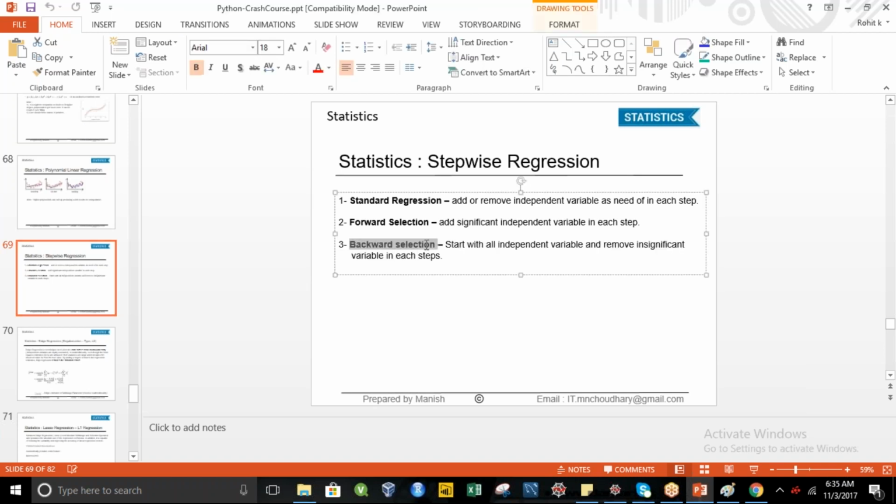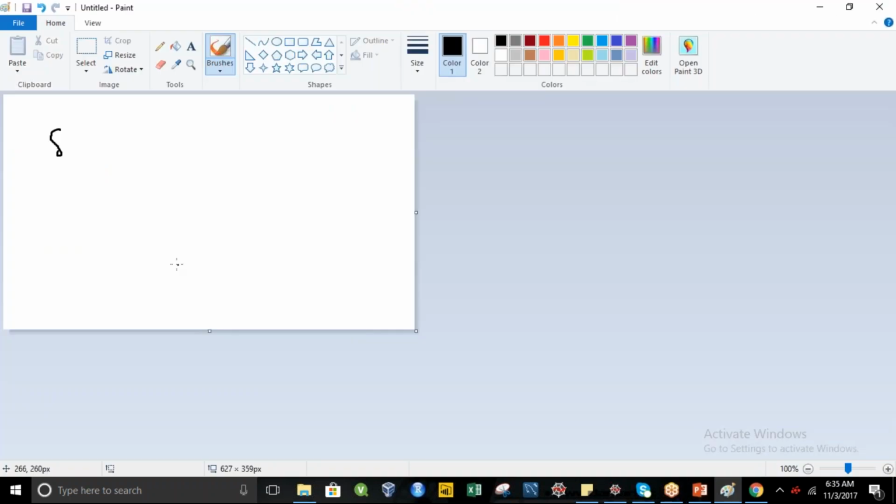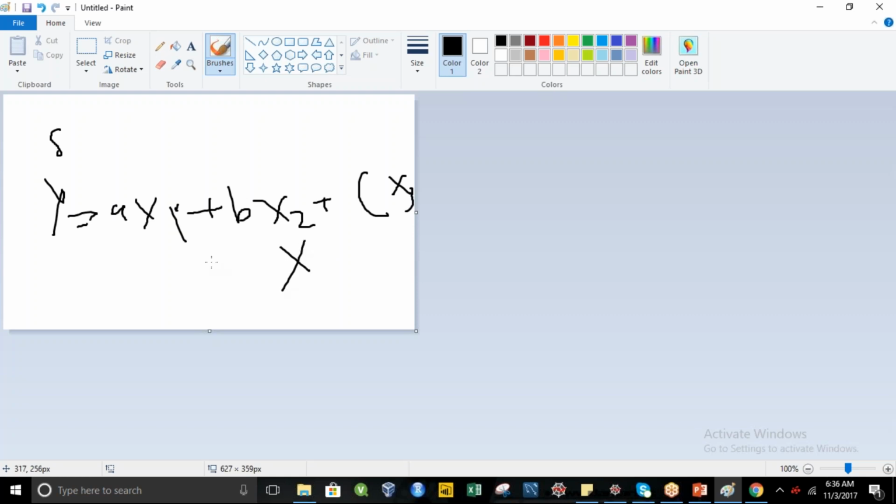And the third is backward elimination. Backward selection means we select all the independent variables at once, and step by step we remove them. Suppose we have three variables, ax1, bx2, cx3. We consider all three variables in our regression model, and one by one we remove. Suppose this variable is not useful, we remove it, and in the next step we find that another variable is not useful, and we remove it.